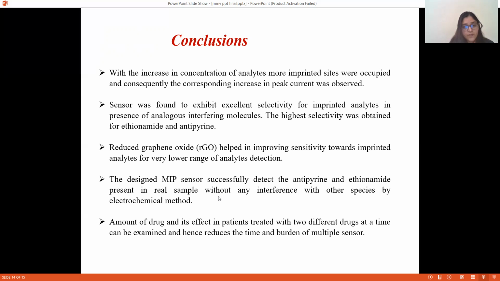The designed MIP can successfully detect antipyrine and ethenamide present in a real sample without any interference from other species by the electrochemical method. The amount of drug and its effect in patients treated with 2 drugs at a time can be examined, hence reducing the time and burden of multiple sensors.